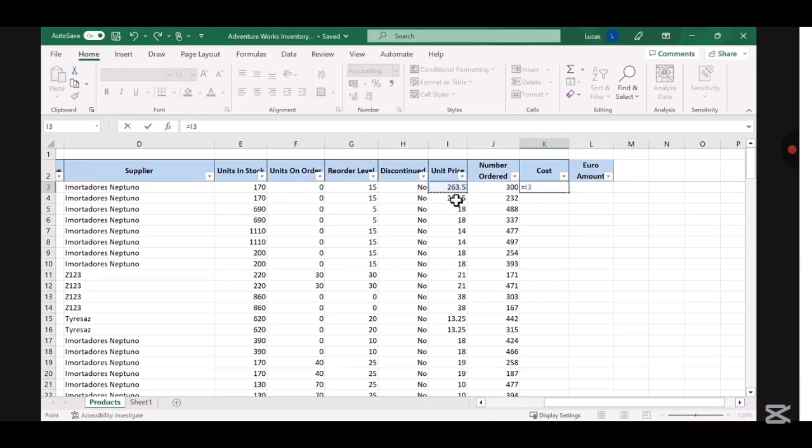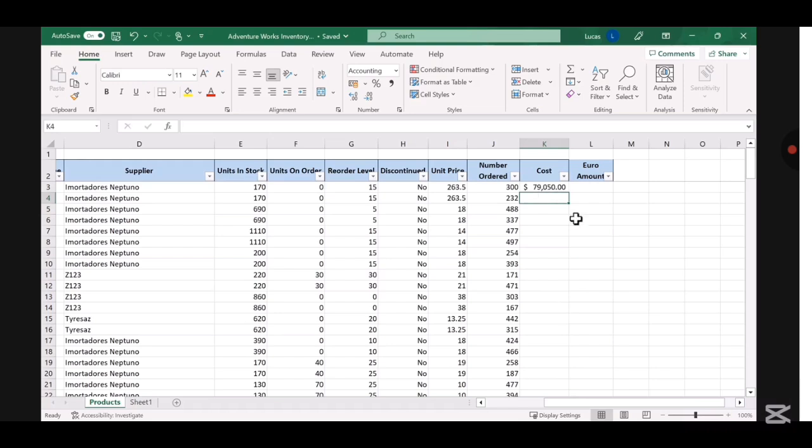Next, type an asterisk symbol to represent multiplication. Then select cell J3. This reference is colored red on the formula bar and the cell is highlighted in red. Press the Enter key to complete the formula. This creates a result of 79,050, which is now visible in K3.